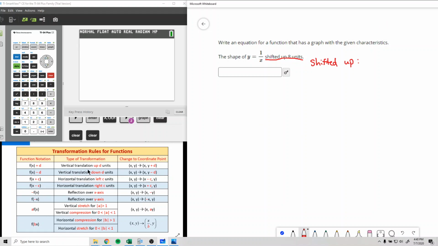When it's shifted up, that's an example, that's a vertical translation, up. What it's telling you to do in function notation, which is what we want to do, is we want to add at the very end. And the number we're going to add is 8.